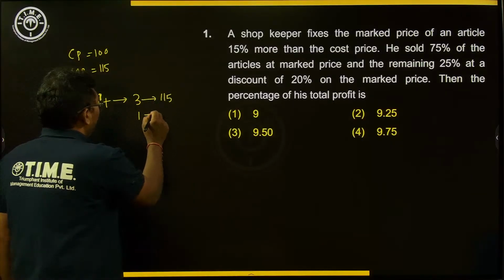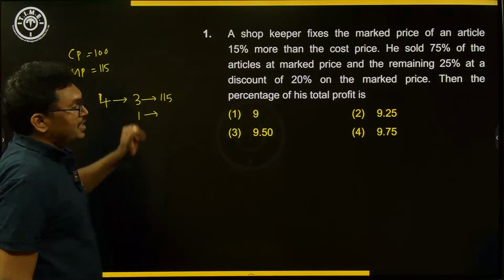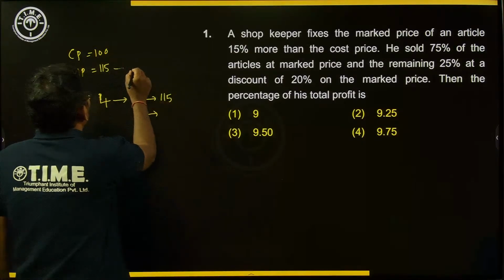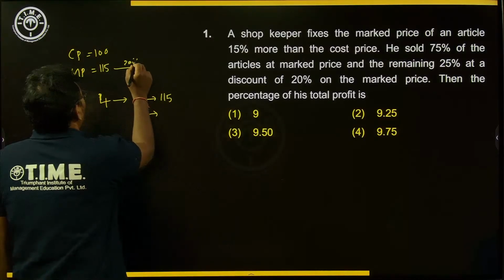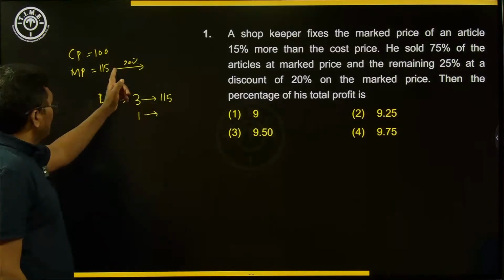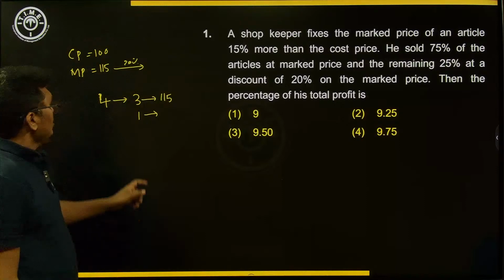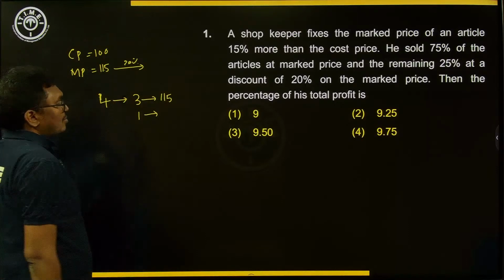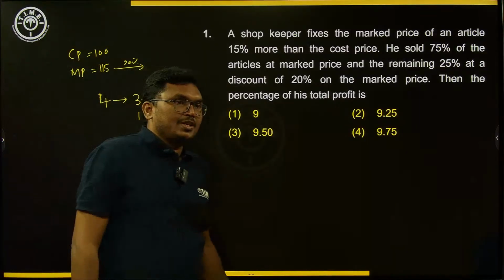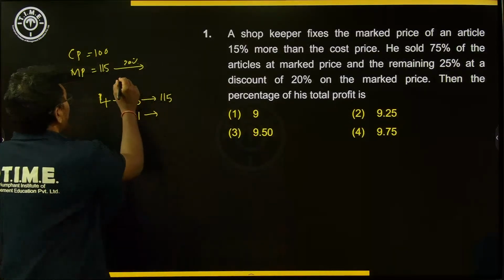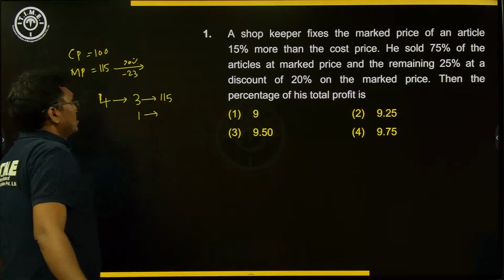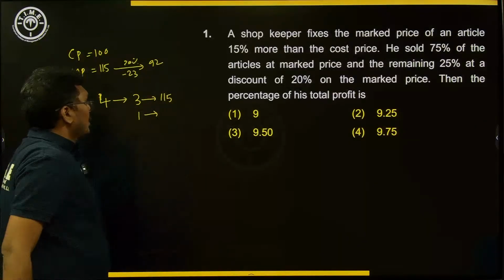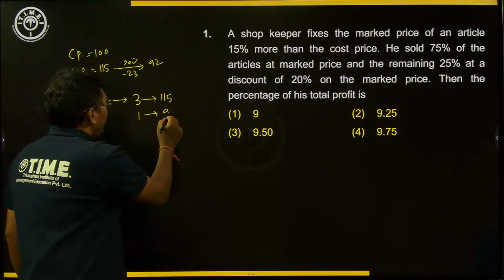So the remaining 1 article is sold at a 20% discount. 20% discount on 115 means we have to calculate 20% of 115. Instead of calculating 20% directly, we can calculate 10% easily. 10% of 115 is 11.5, and 20% is 11.5 into 2, that is 23. So 23 discount. 115 minus 23 is 92. So one article is sold at 92 rupees.